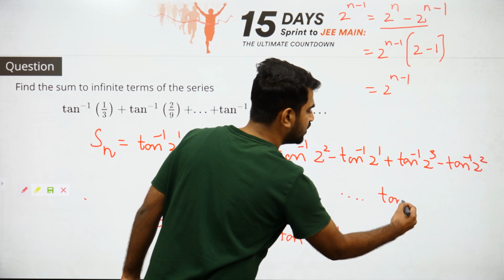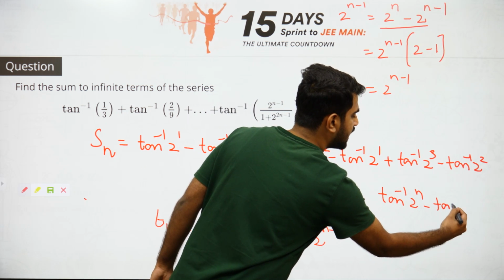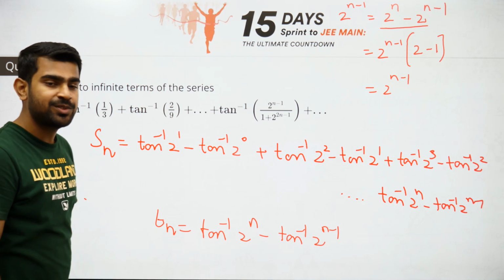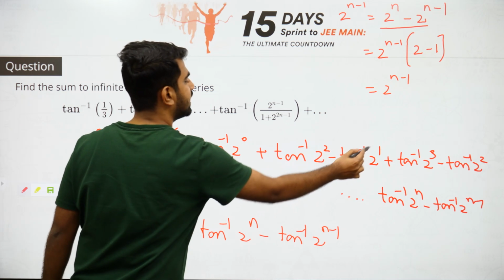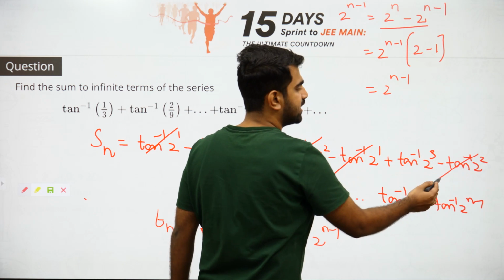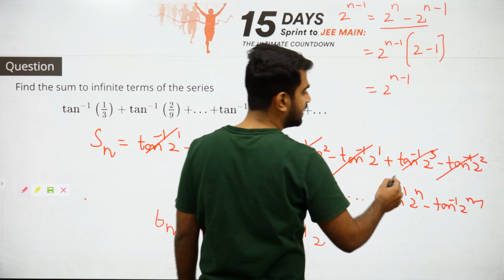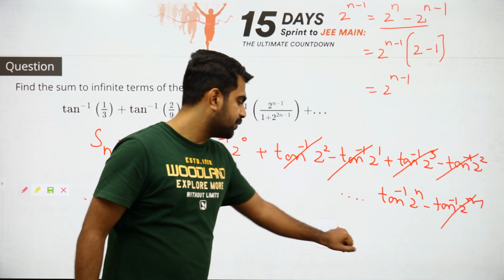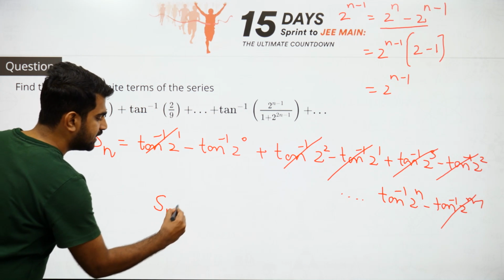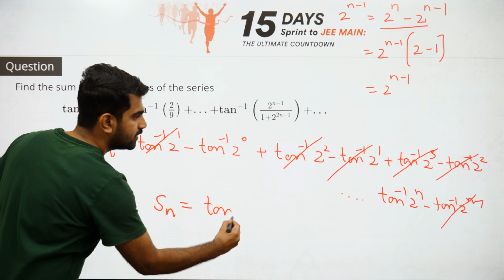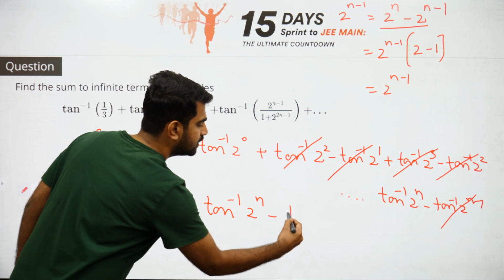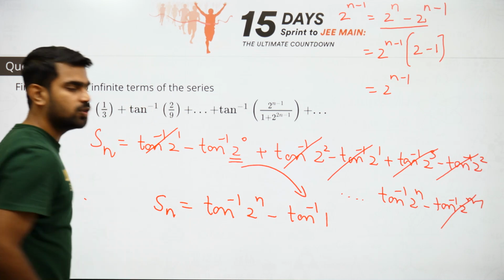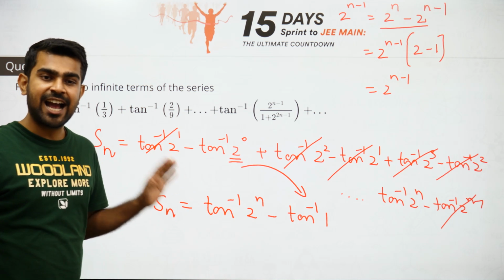What will be the nth term? Tan inverse of 2 to the power n minus tan inverse of 2 to the power n minus 1. Okay. So now when I add everything, what do you observe? This and this gets cancelled. This and this gets cancelled. So every other term is getting cancelled. The only two terms which will be left out are going to be Sn is equal to tan inverse of 2 to the power n minus tan inverse of 1, because 2 to the power 0 is 1. That's it guys, as simple as that.